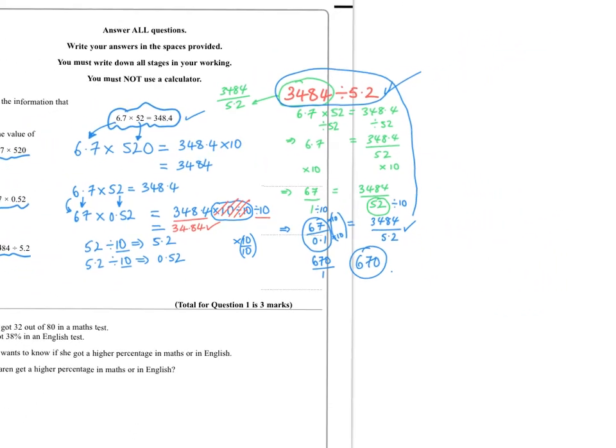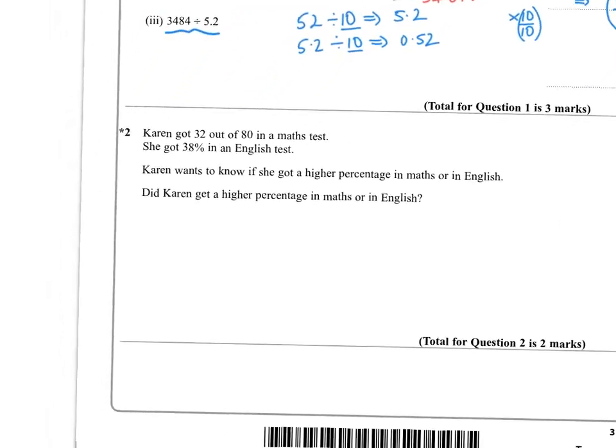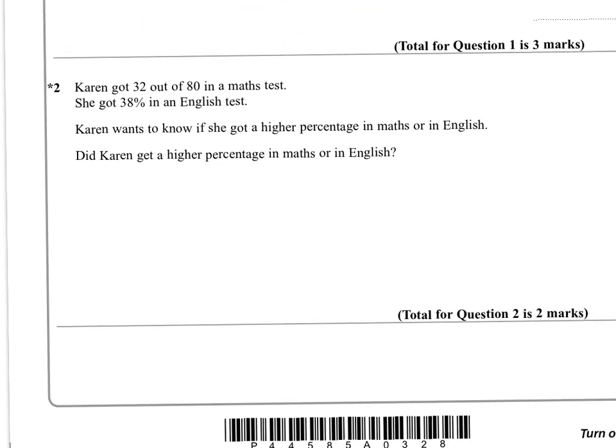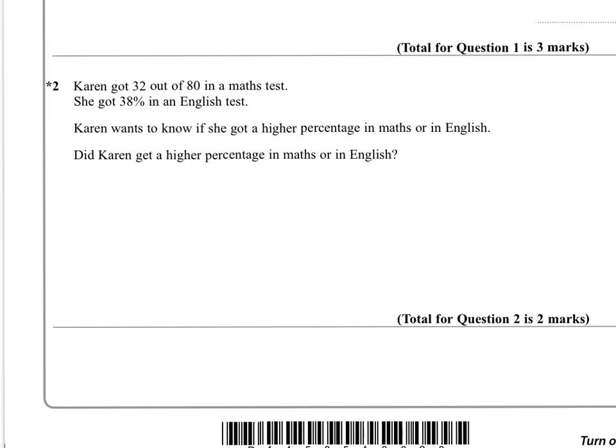So what's the next question? Well, it's a QWC question, quality of written communication. And it says Karen got 32 out of 80 in a maths test. She got 38% in an English test. So for the maths, here.